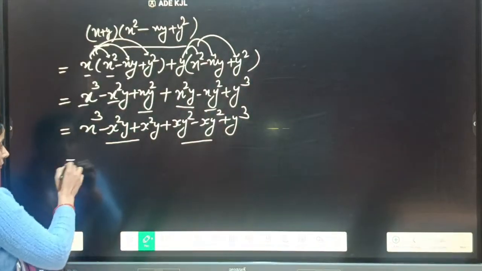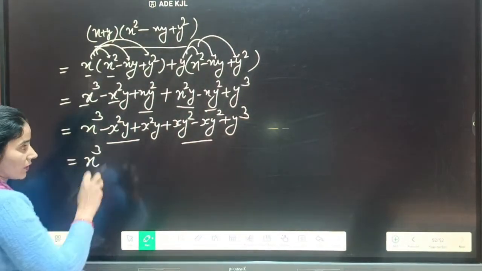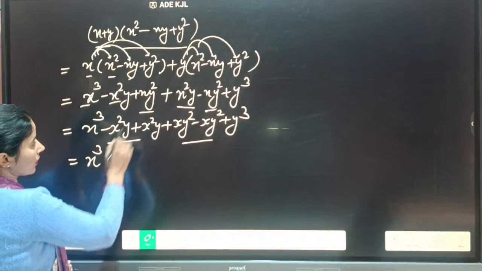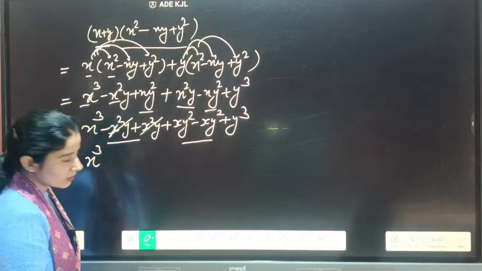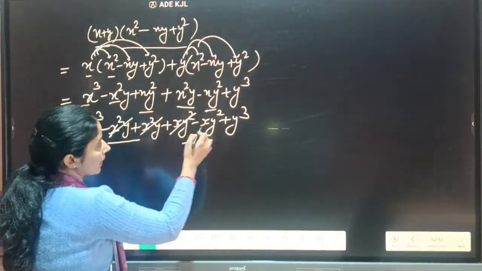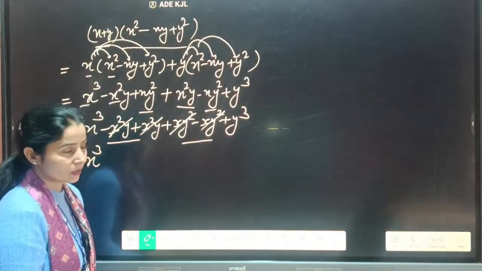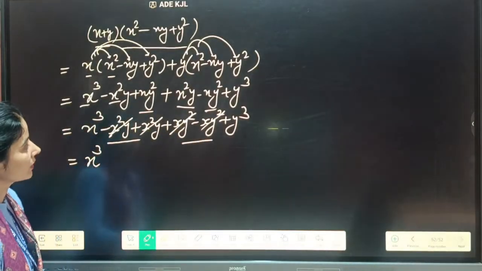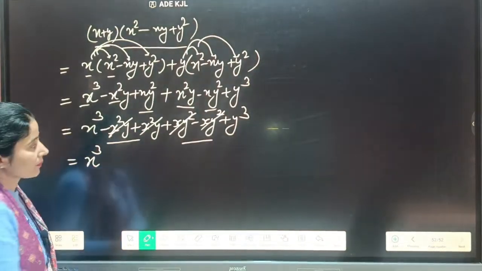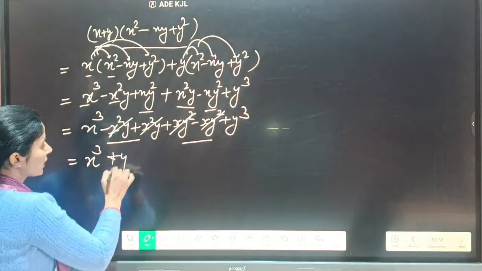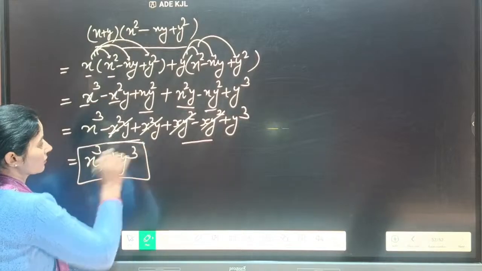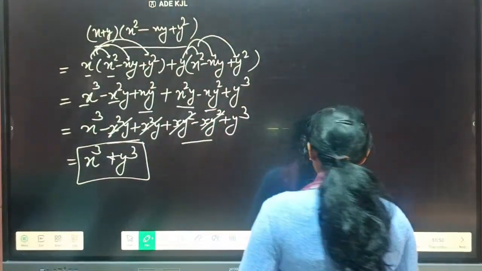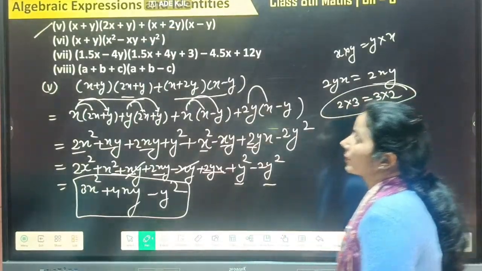Now, if possible, try to cancel them, otherwise add or subtract. Minus x square y plus x square y will be cancelled. X y square minus x y square will be cancelled. One is plus and the other is minus, and the quantity is the same, so we can cancel them. Plus y cube will be as it is. So the answer is x cube plus y cube. This was the sixth part. Now part number 7.